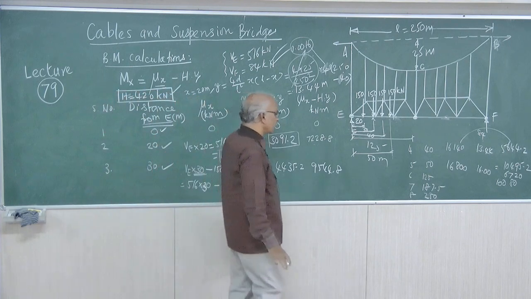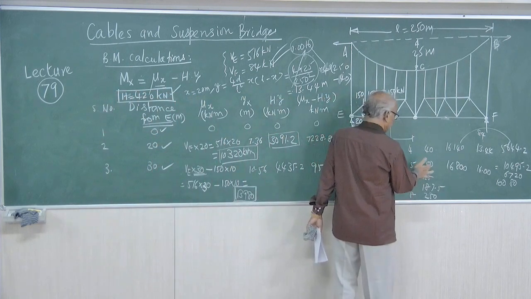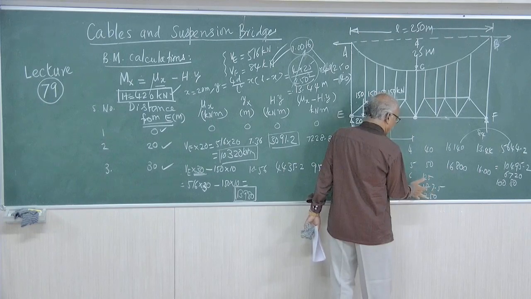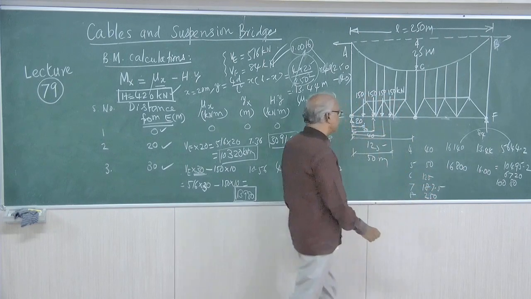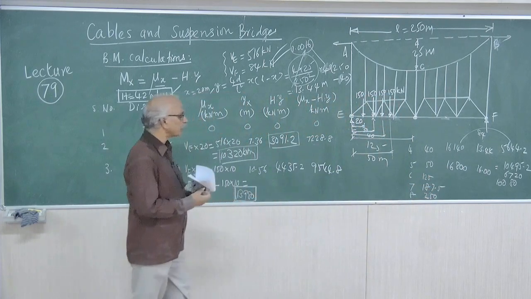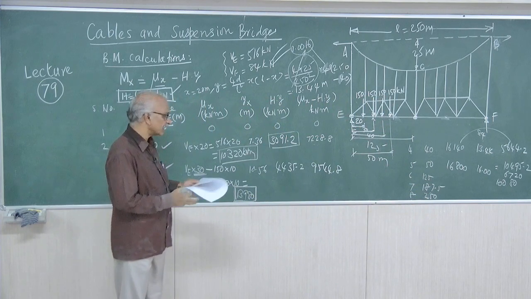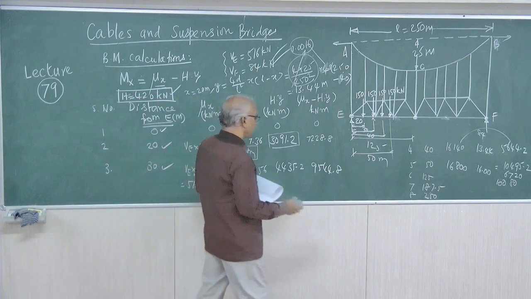So up to 4 loads you have calculated. This is the mid span, right quarter span and 250. I will just give you the values and plot the bending moment diagram. That will be, I think, enough for understanding.